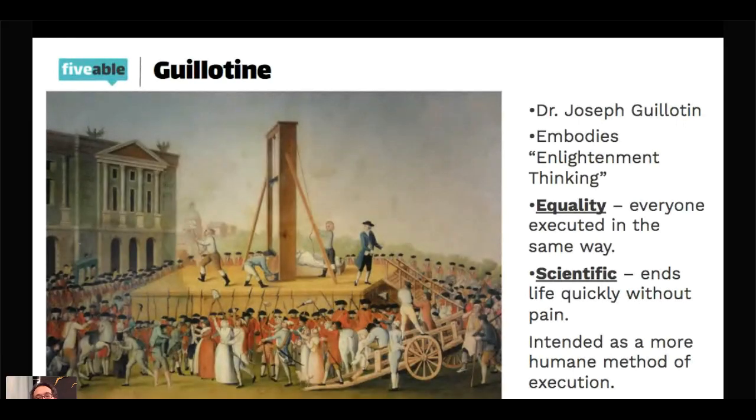So during this time, they're inventing this new machine called the guillotine, which is more scientific due to the fact that it works all the time. It always chops the head, and it's supposed to be less painful. Is it less painful? I don't know. Nobody came back and told us whether it was painful or not, but you can think about it for yourself. And it creates equality. Everyone is going to be executed in the same method.